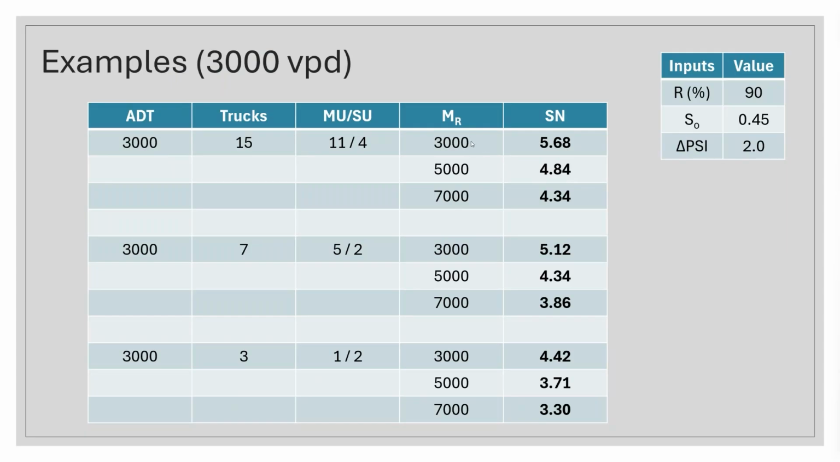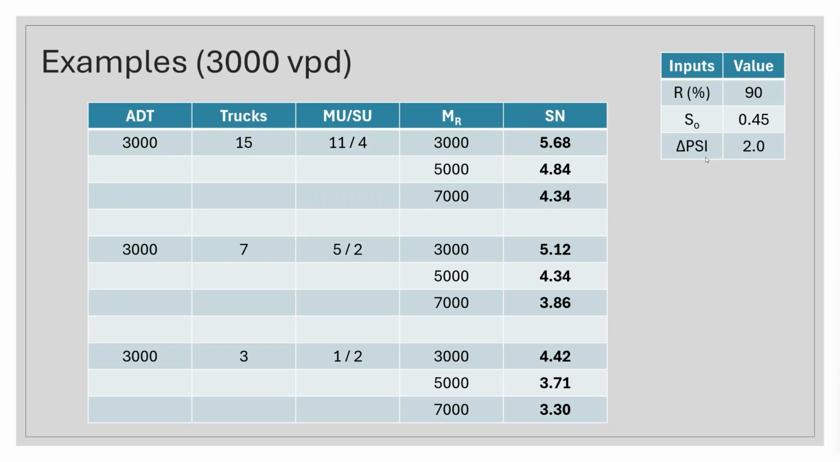So increasing my resilient modulus from 3,000 to 5,000 means I have to have less structure provided from the pavement, because the subgrade is going to do more of the work for me. And then if I go to a 7,000 PSI subgrade, that drops my structural number on down to 4.34. And this is all given these inputs over here on the right for the same reliability, standard deviation, and delta PSI.